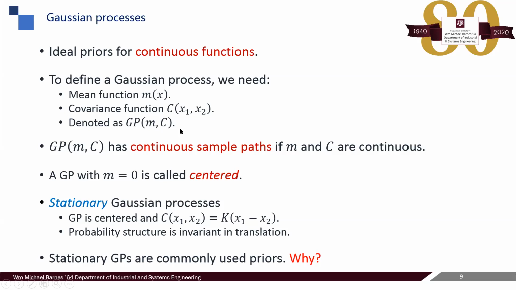And the reason we say those priors are ideal for continuous functions is that we have an important theorem saying that if M and C are continuous, then this Gaussian process has continuous sample paths.